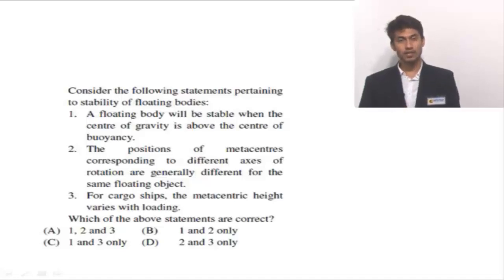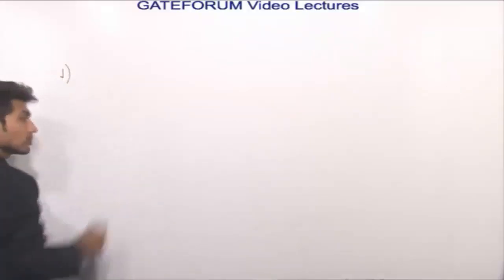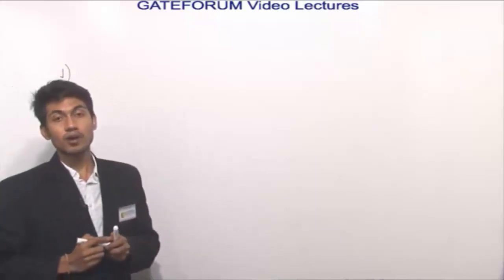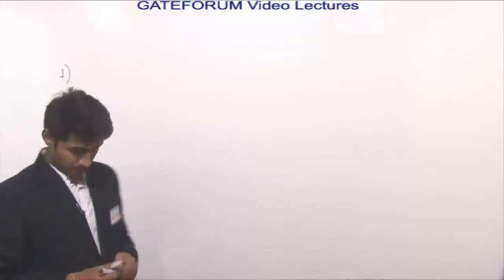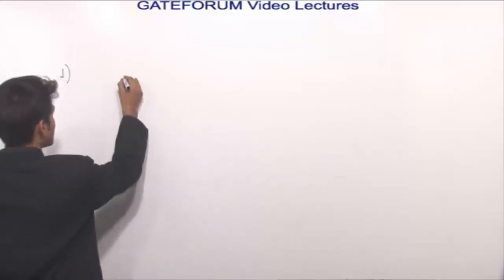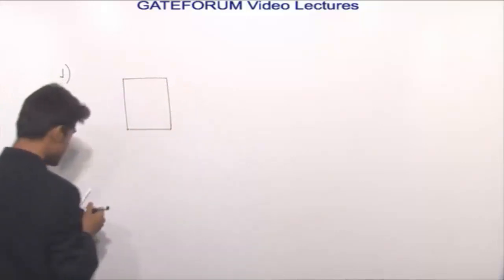Now for these three particular statements there are 4 options given: 1, 2 and 3 correct, 1, 2 correct, 1 and 3 correct, and 2 and 3 only. Now for such questions we need to attempt all the statements, so we will go for statement number 1 first. A floating body will be stable when the center of gravity is above center of buoyancy. Now let us take an example so that it will become very easy.